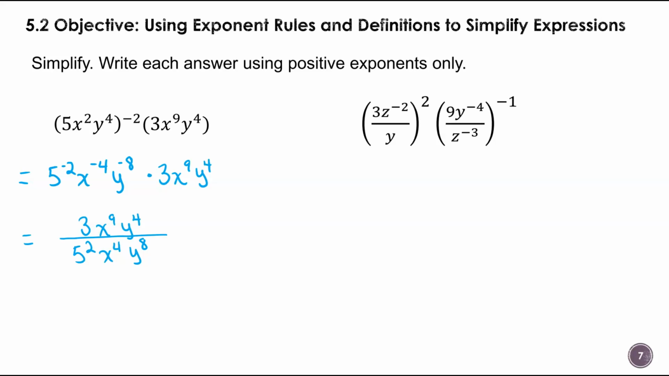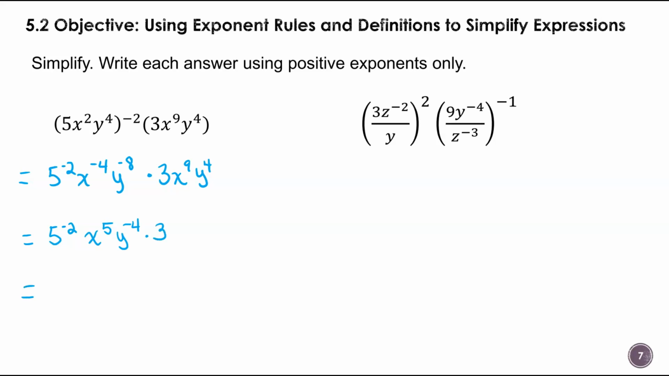Okay, so then maybe I should have just added those. You know what, I'm going to do this a different way. So let's go back just a minute here. So I'm going to keep the 5 to the negative 2, and I'm going to add the exponents on the x's and the y's. So that's going to be negative 4 plus 9. And on the y's, it's going to be negative 8 plus 4, so that's y to the negative 4. And of course, I still have times 3.